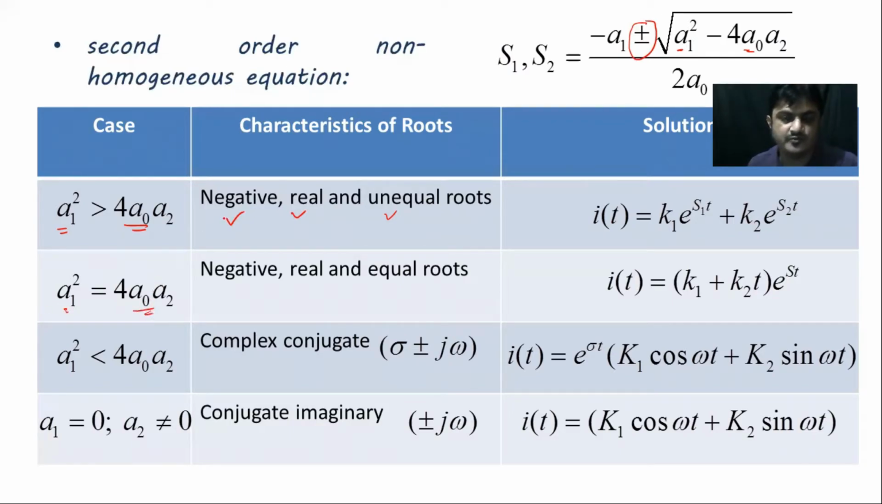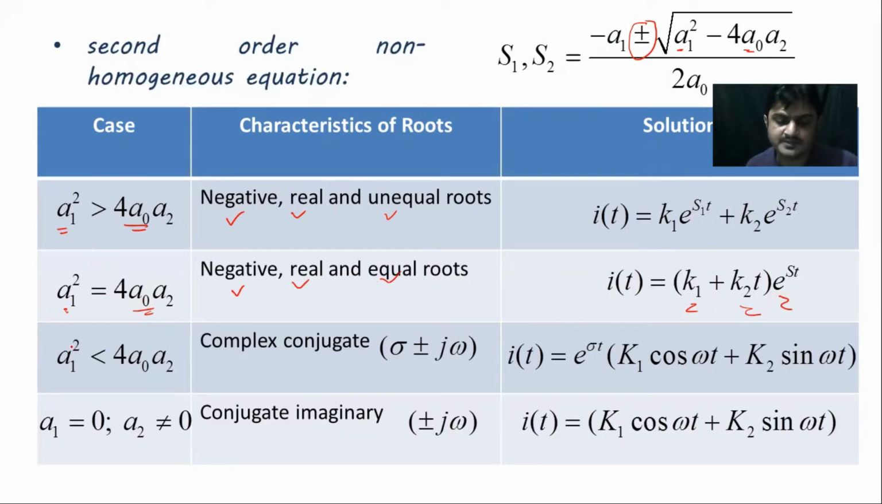Now there will be a second possibility also exist, and the possibility is that your a1 square is equal to 4a0 a2. It means that these two quantities are same. If these two quantities are same, this is going to be 0. It means that both the roots, okay, this is not plus or minus sign now. It means that both the roots are now equal, and this is a negative, real, and equal root. So in case of second order differential equation, if you are having negative, real, and equal root, how you can solve? This is your expression, that k1 plus k2t e raised to s2t. If you are not aware with this thing, you have to refer your mathematical books.